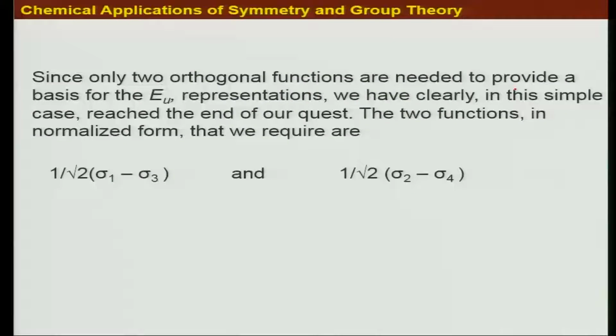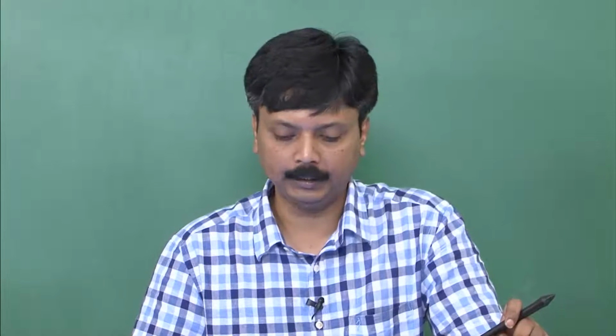One thing is remaining, that is we have to find the orthonormal functions. So the requirement of normalization will give us the normalized SLCs, which are given as 1 upon root 2 into (sigma 1 minus sigma 3) and 1 upon root 2 (sigma 2 minus sigma 4). All right. So this is pretty straightforward, to normalize these functions. So that's how we got the SLCs that we can form by using the projection operator for the two-dimensional irreducible representation.